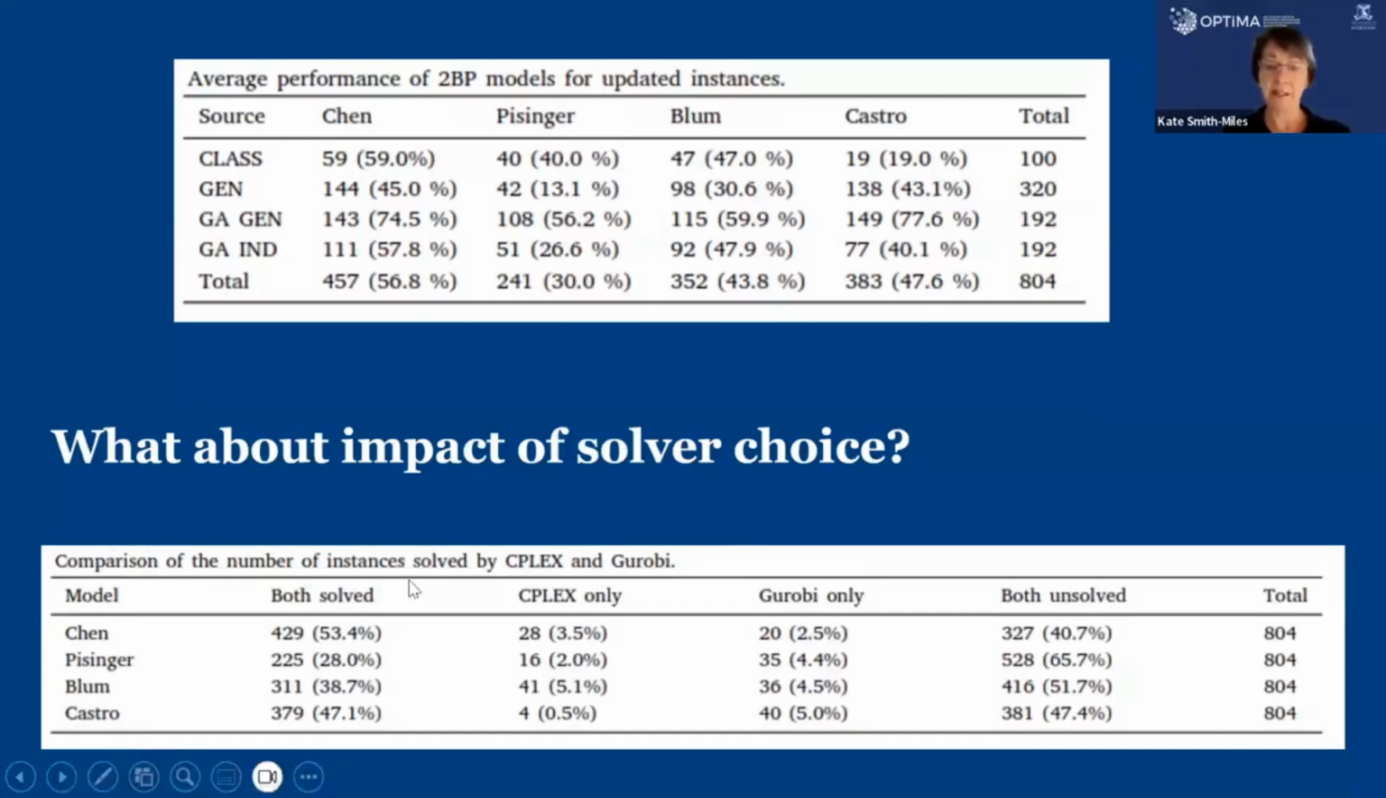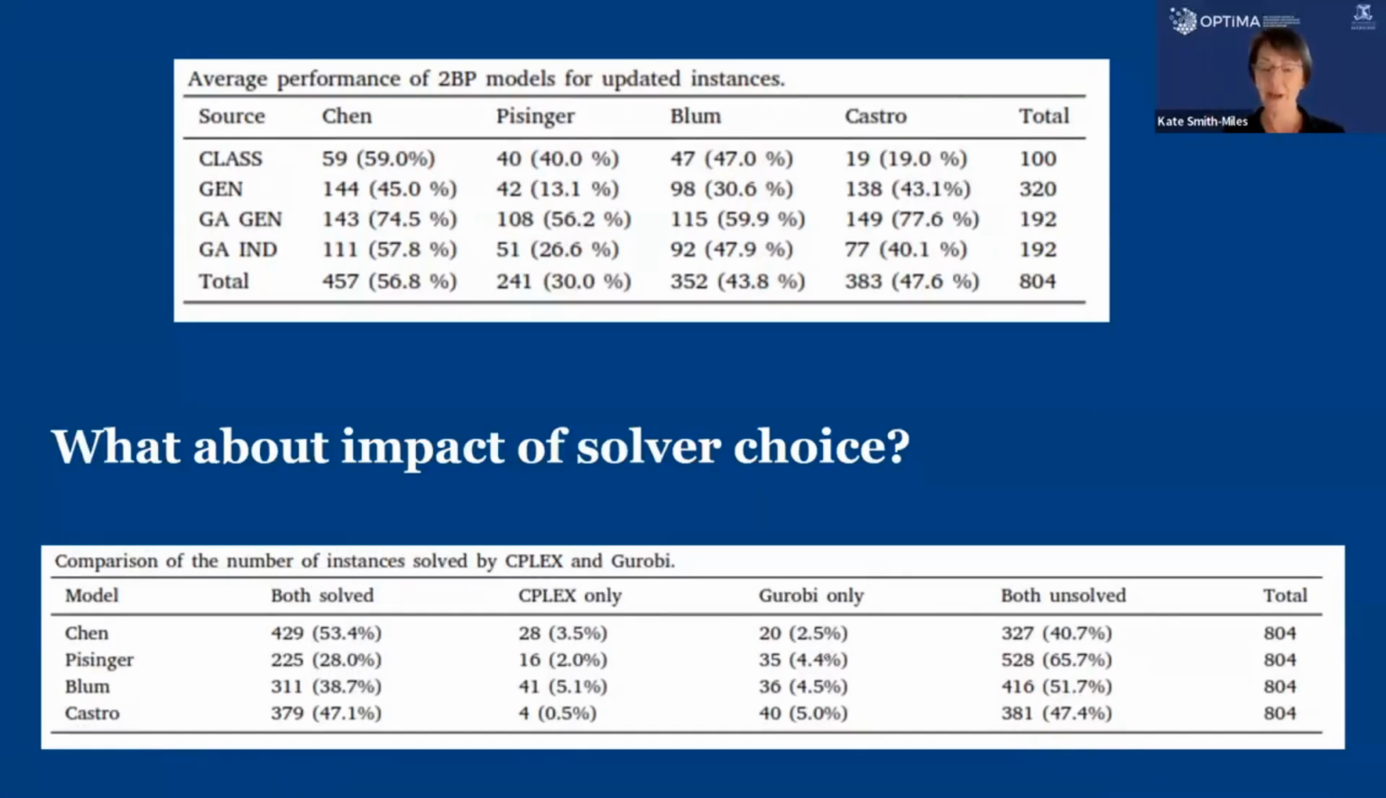For many of the instances, we had 804 instances. For many of them, within the time limit, both of them proved optimality, or neither of them did. But there were a handful of instances where, depending on the model, one solved and the other didn't. Only a small number, but that's worth more investigation.